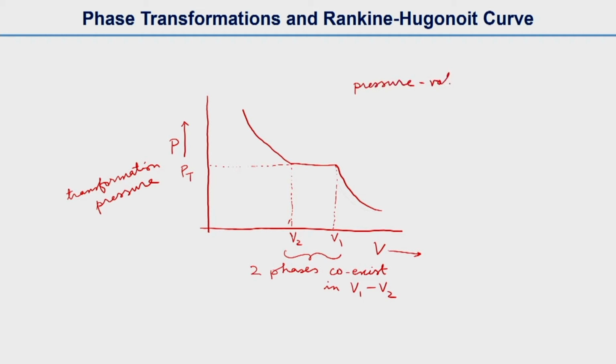What we are talking about is not due to shock loading, but any general phase transformation on this PV diagram. Whatever we saw here is the phase transformation process, that is for delta V smaller than 0. That means in this phase transformation process the volume will decrease with the transformation.